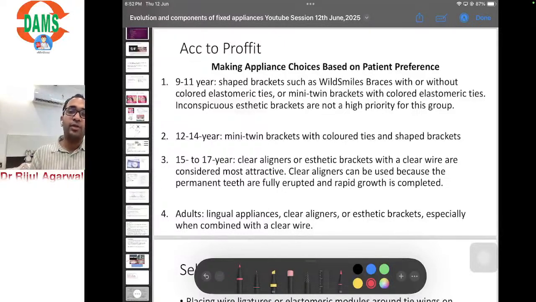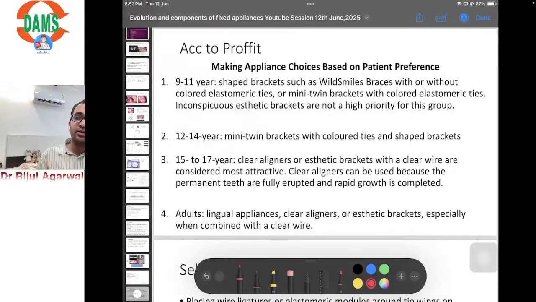Okay, so for 9 to 11 years in the United States, they give shaped brackets, such as those manufactured by Wild Smile braces, with or without colored elastomeric ties, or mini twin brackets, because at this age giving inconspicuous or hidden aesthetic brackets is not a high priority according to their protocol. Wild Smile braces is a manufacturer who makes brackets with a variety of faces on them. For 12 to 14 years they advise mini twin brackets with colored ties and shaped brackets.